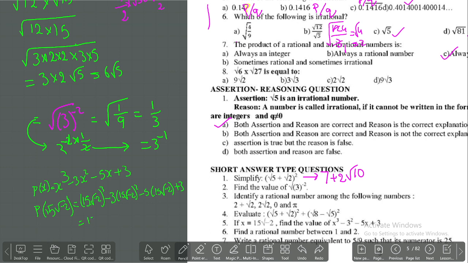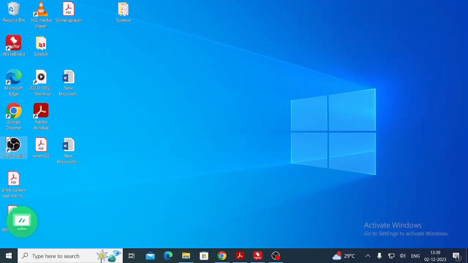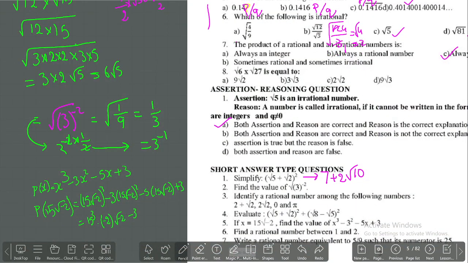Like how it will be now? 15 cube into minus 2. Okay? Minus 2. Still one more root 2 is there, minus root 2. Minus 3 into 15 square into (root minus 2) whole square, minus 2. Next 15 fives are 75 root minus 2 plus 3.